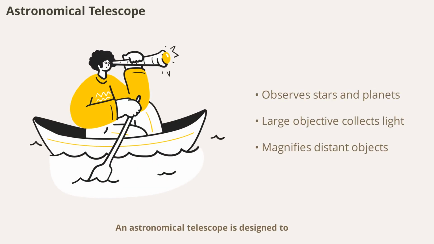An astronomical telescope is designed to observe celestial objects like stars and planets. It uses a large objective lens or mirror to collect faint light from distant sources, forming an image that is then magnified by the eyepiece. This instrument has revolutionized our understanding of the universe, revealing the wonders of space.